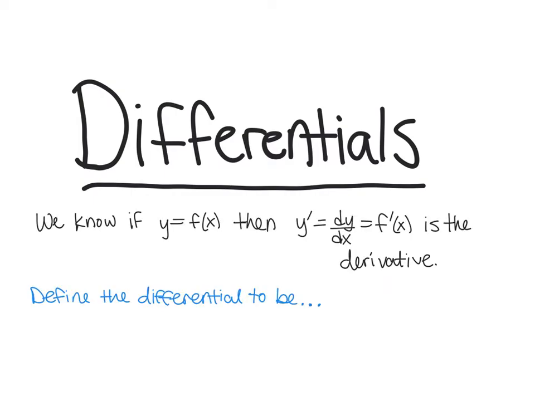Just like I said before, if y equals f of x, so we have some function with respect to x, then its derivative y prime, which equals dy dx equals f prime of x, is the derivative. That's what we've been calling the derivative. But now let's define what a differential is. A differential is defined to be dy, which equals f prime of x dx.